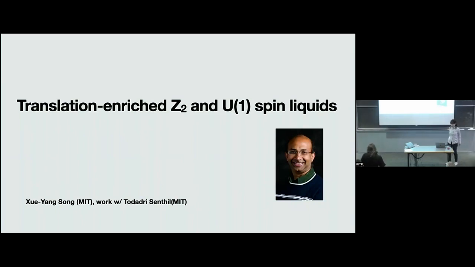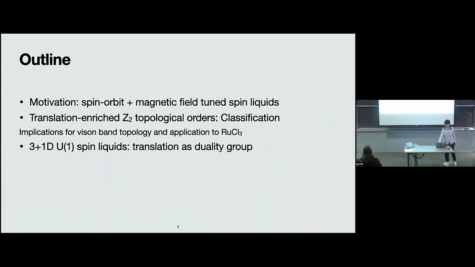So I'm a postdoc at MIT, and today I want to discuss some spin liquid, in particular Z2 and U(1) spin liquid, and focus on the translation action in these spin liquids and possible connections to the materials, and also some conceptual discussions in terms of symmetry fractionalization in topologically ordered systems.